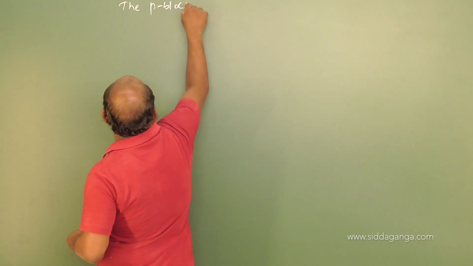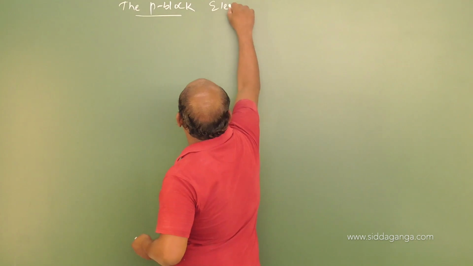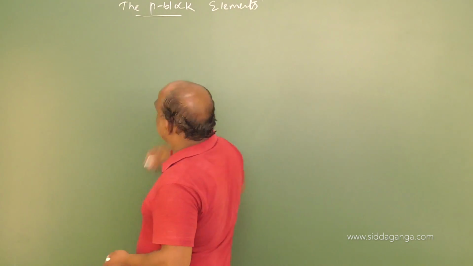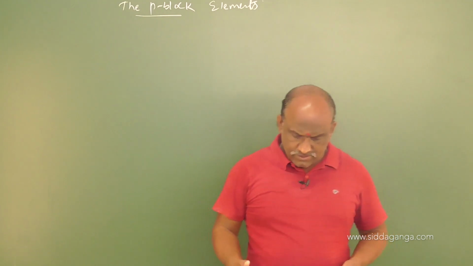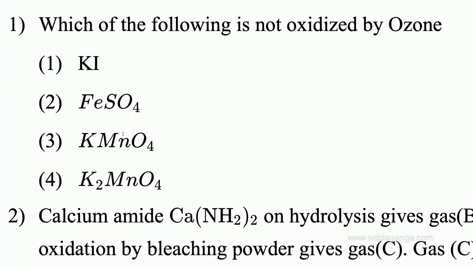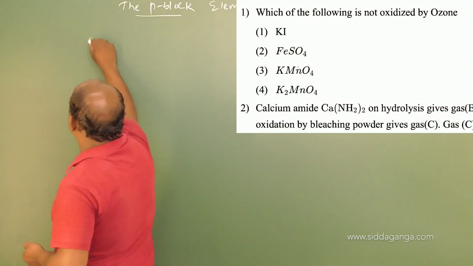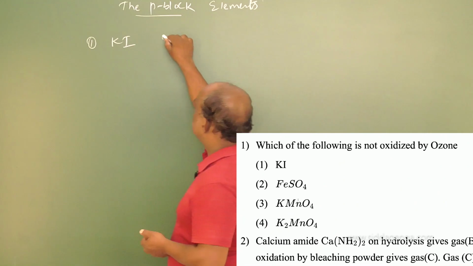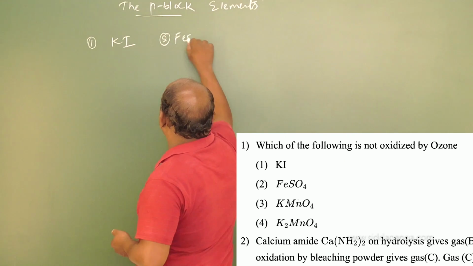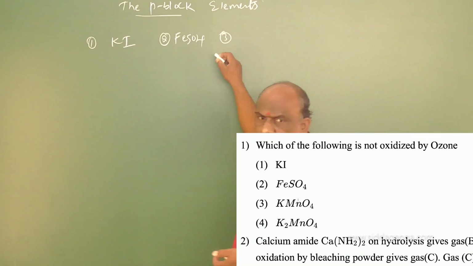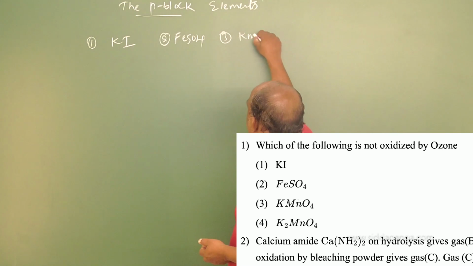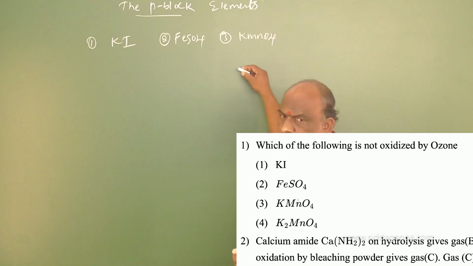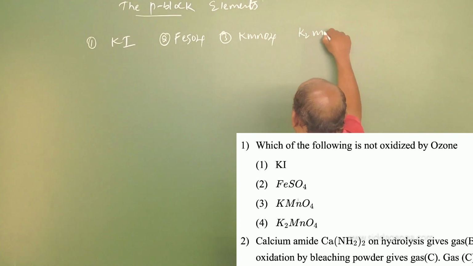The P-block elements. So, the question number is number 1. Question number 1: which of the following is not oxidized by ozone? Simple, 4 options given here. Option number 1, potassium iodide. Option number 2, ferrous sulfate. Option number 3, potassium permanganate. And option number 4, potassium manganate.